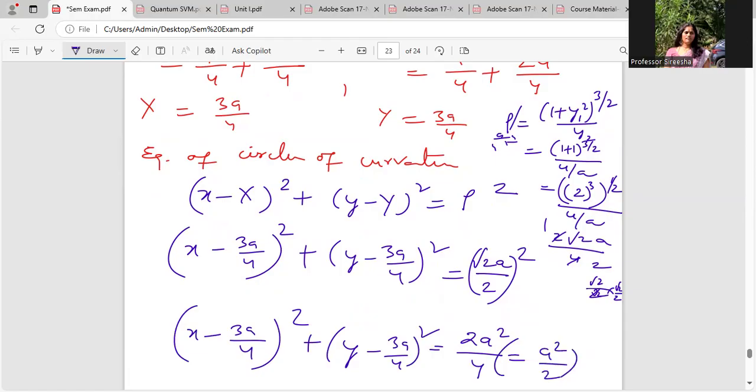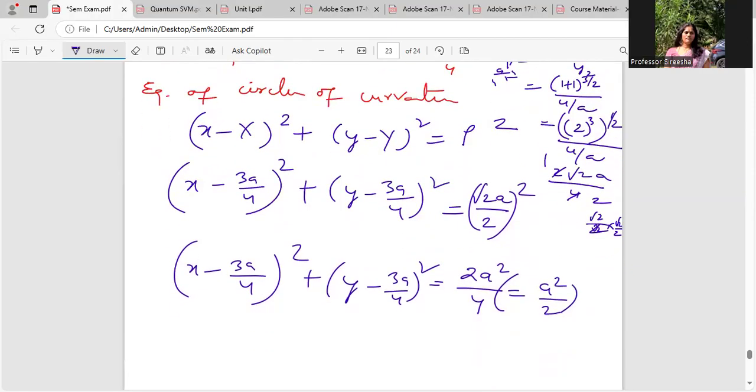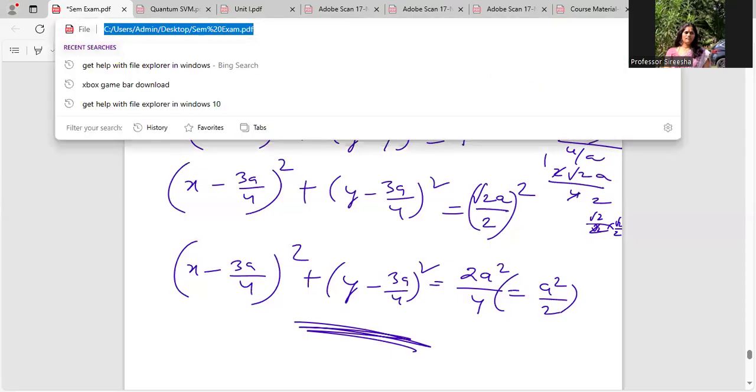This is how you will find the equation of curvature, guys. It's very simple. The only thing is you ought to be careful when it is being given about a point. I think you can do it very easily. Okay? Yeah. This is it.